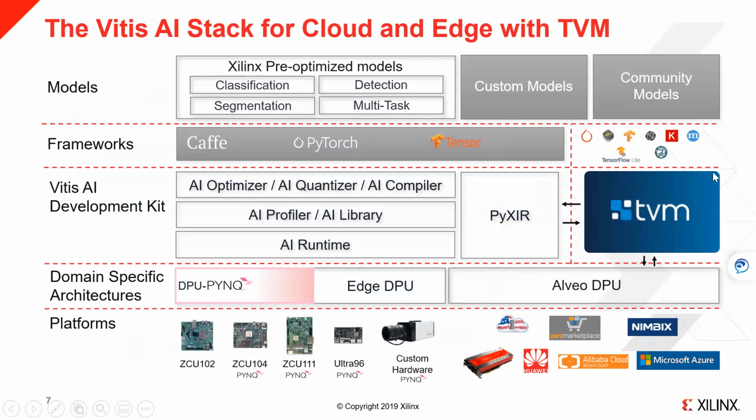Let's say MXNet is not directly supported by Vitis AI. So if you directly use the Vitis AI framework for an MXNet model, you will not be able to do that. But if you're coming through TVM, you can bring in so many other kinds of models. Because we have done the integration of Vitis AI into TVM, you can go through TVM and run your other kinds of workloads and models also on Xilinx FPGAs.